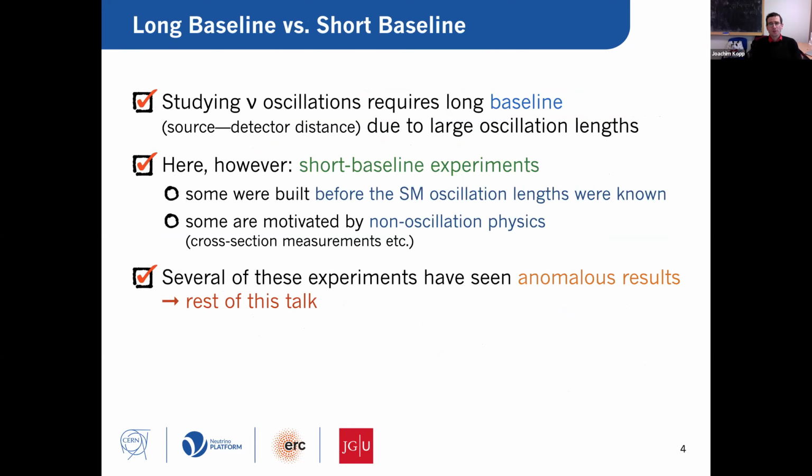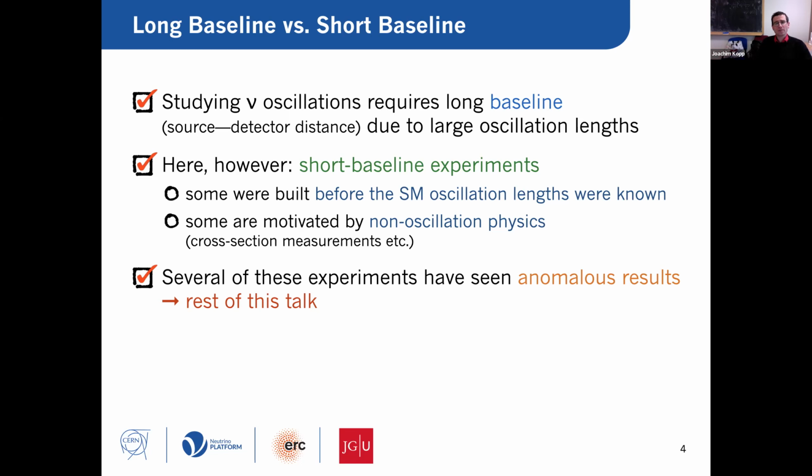Now, this physics is usually done in what's called long baseline experiments. Baseline here refers to the distance between the neutrino source and the neutrino detector. And the reason one needs a large distance is because one wants to observe neutrino oscillations. And neutrino oscillations take some time to develop, so we need to give the neutrinos that time. And this means we need to allow them to travel for sufficiently long. Here, however, I'm going to focus on experiments with rather short baseline.